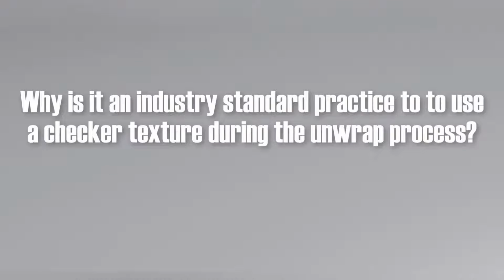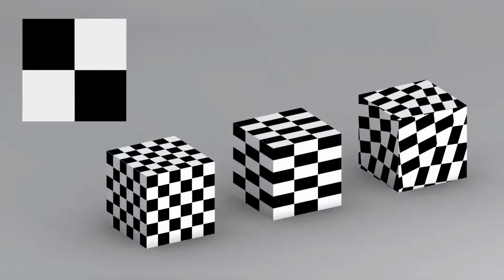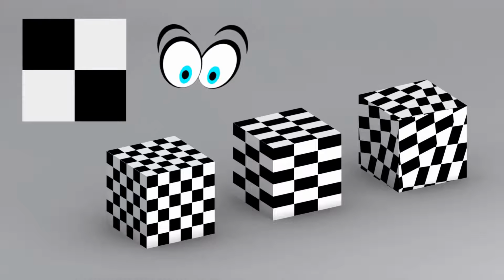So why add a checker texture in the first place? By adding a material that has easily recognizable shapes, such as the perfect squares on this checker texture, determining the quality of your unwrap becomes much easier. This image is pretty clear. When a checker texture is added to an object like these cubes here, you can quickly determine the state of your unwrap with even a quick glance.